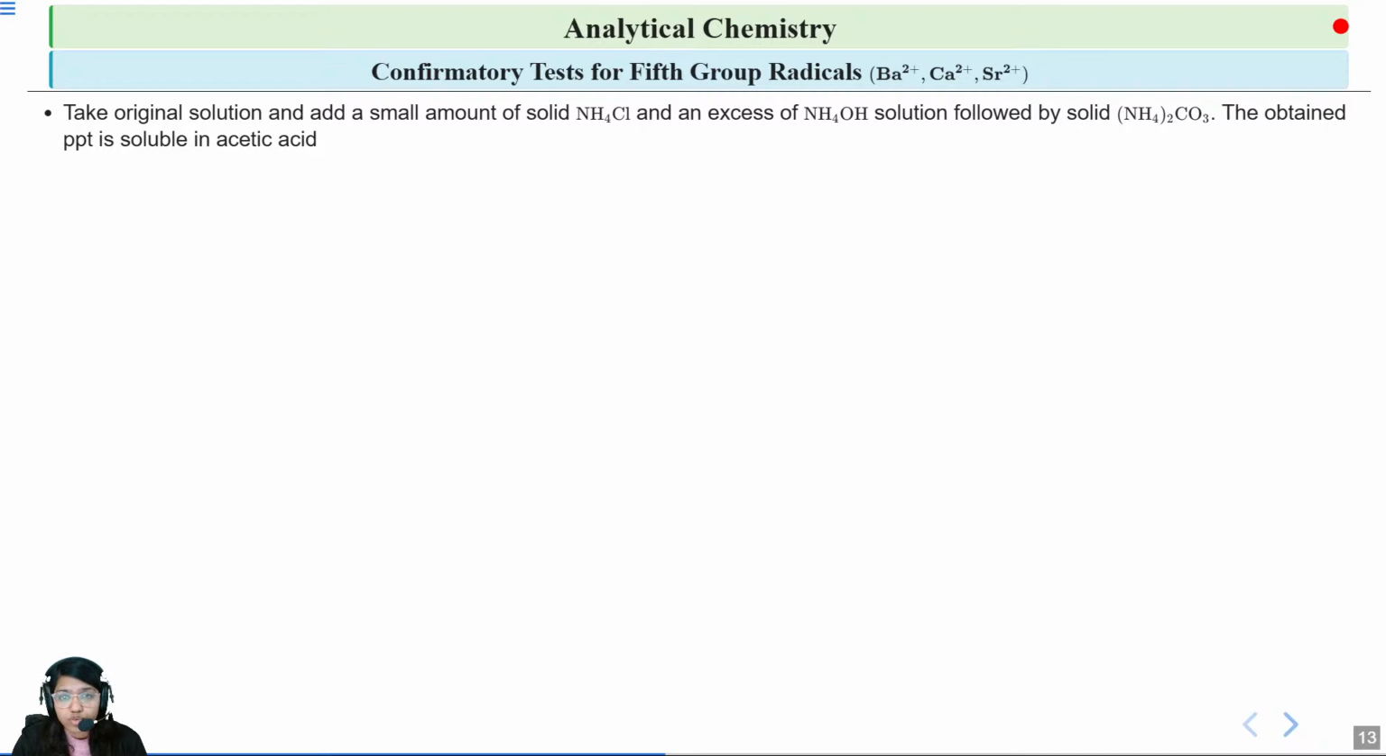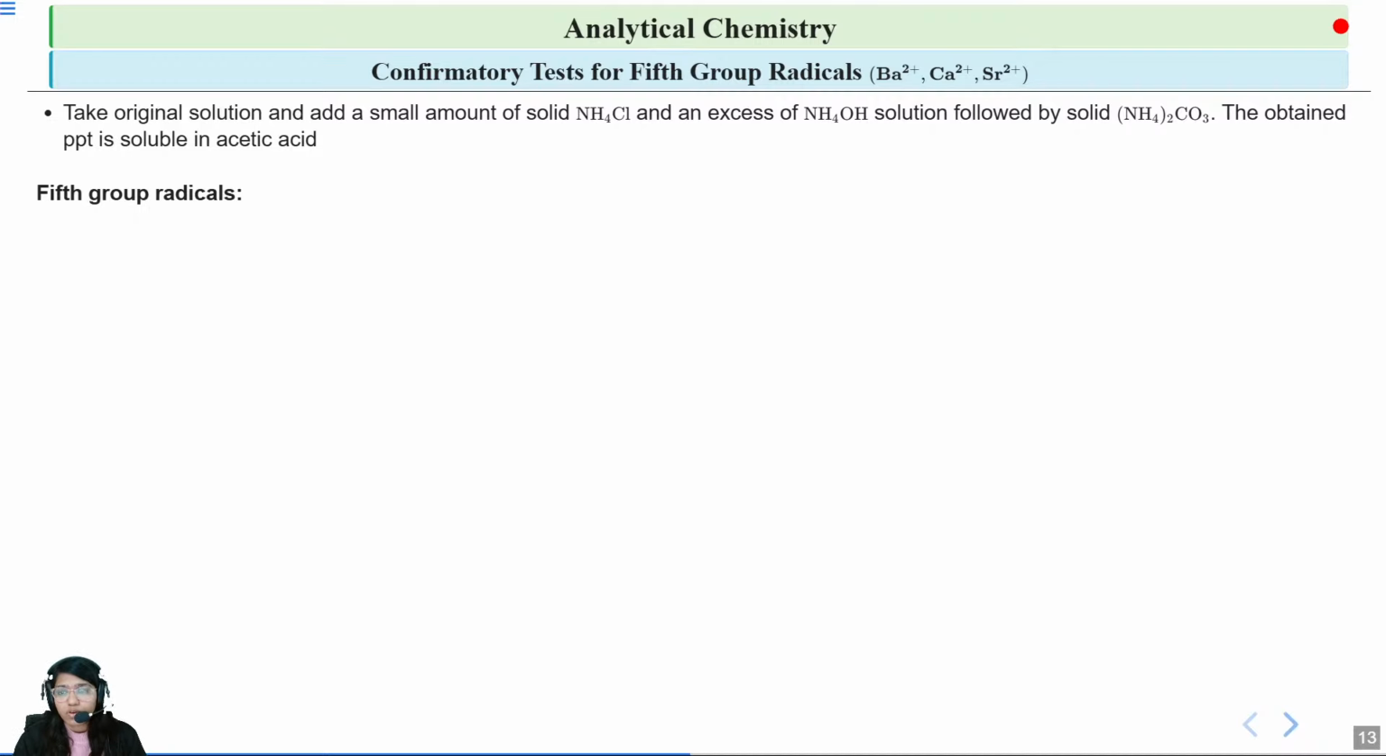So these fifth group radicals are precipitated by adding a small amount of solid NH4Cl and an excess of NH4OH solution, followed by solid (NH4)2CO3, that is ammonium carbonate. And they are precipitated in the form of carbonates, not sulfide, not hydroxide. They are precipitated in the form of carbonates, and these precipitates are soluble in acetic acid, CH3COOH.